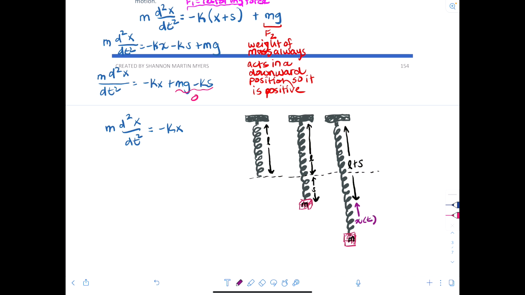Cool, cool? And since it's going below equilibrium, x is greater than 0. At equilibrium, x equals 0. Cool, cool? And this is when we've taken into account motion. This one here was the equilibrium position, where we have m times g minus k times s is 0. Groovy?